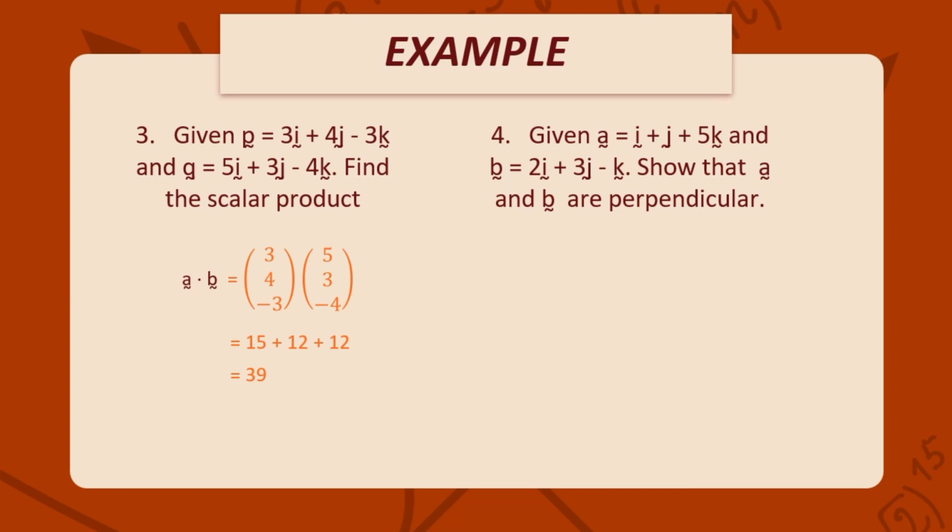Example 4. Show that vector A and vector B are perpendicular. Change the vectors to matrix form. Therefore, it will be 1, 1, 5 times 2, 3, negative 1. It will make 2 plus 3 minus 5, and the answer is 0, which shows that they are perpendicular.